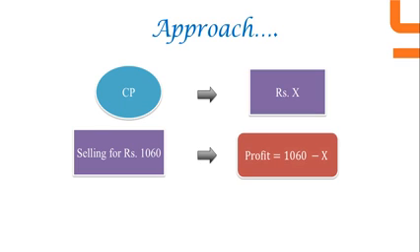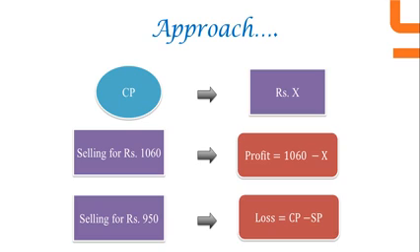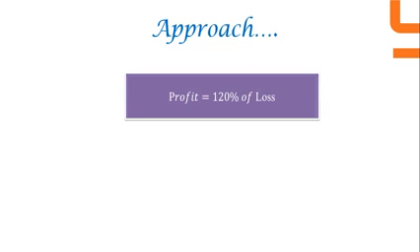And again, if the article is sold for 950 rupees, then there is loss at that time. So loss will be equal to cost price minus selling price. The cost price is X, the selling price is 950, so loss equal to X minus 950. So now you know the profit, you know the loss. You have to apply these in the condition given in the question. It is given this profit is 20% more than the loss.